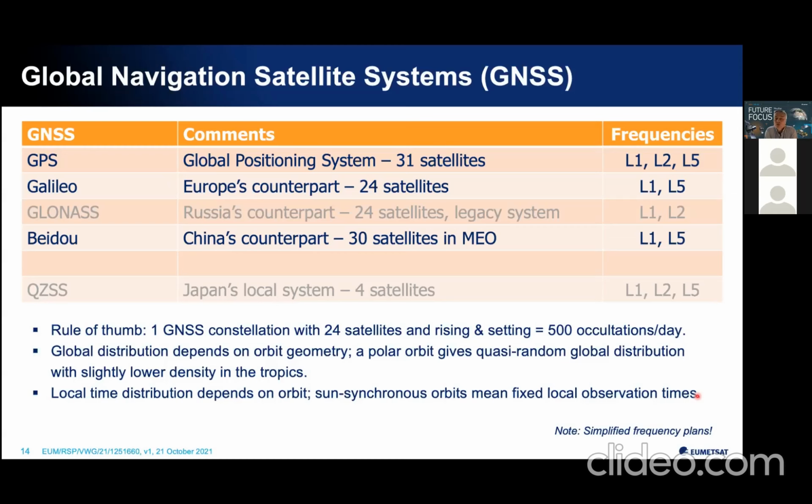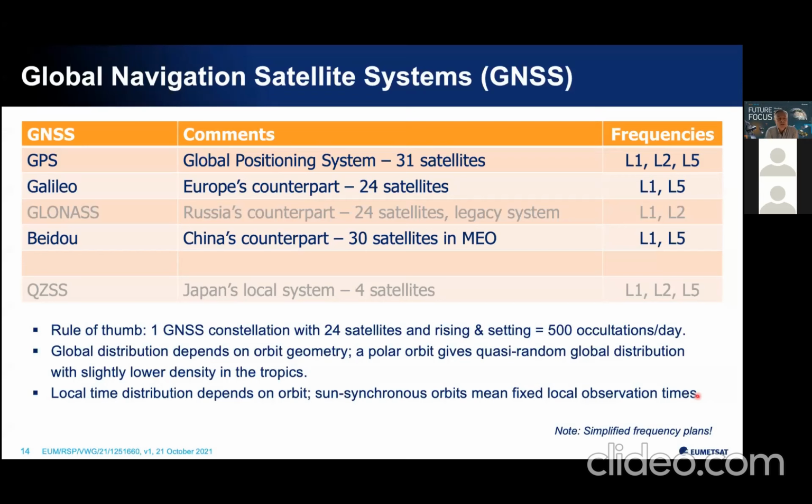If you want a rule of thumb on how many occultations you get, it's a normal constellation of 24 satellites, and you have both rising and setting occultations. You are getting about 500 occultations a day if your receiver is operating 24 hours. Obviously, the global distribution depends on the orbit geometry. If you have sun-synchronous orbits, you are distributing the occultations relatively evenly, but there is a lower density in the tropics, just because the area is so much larger.